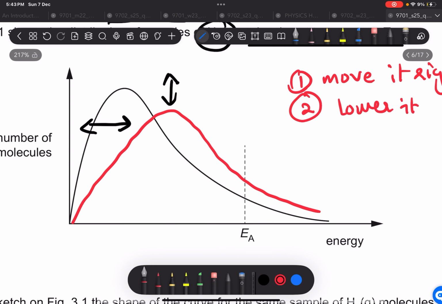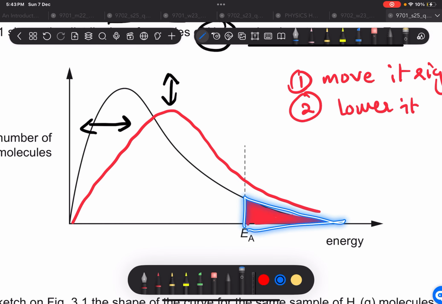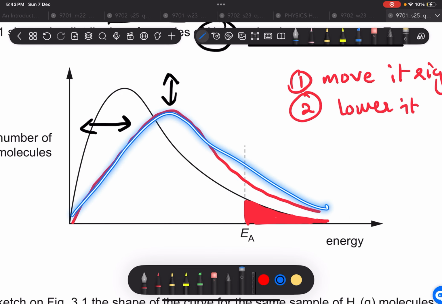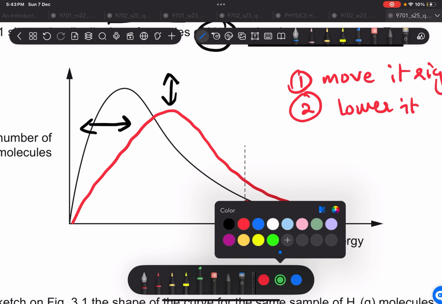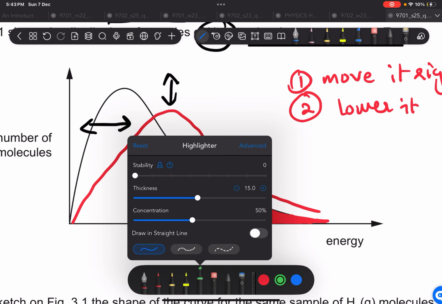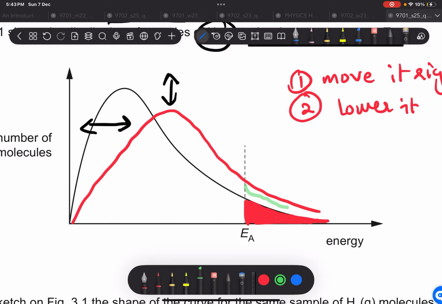Look over here. Initially, in front of the activation energy, only this much of the particles at the initial temperature had energy equal to the activation energy. Only this amount of particles were reacting. But when you increase the temperature, something very unique happens. Now you have added a part to it. Now this green part, the particles in this green part, they also have energy equal to or more than the activation energy. Initially only the red ones had. Now the red ones and green ones both have.